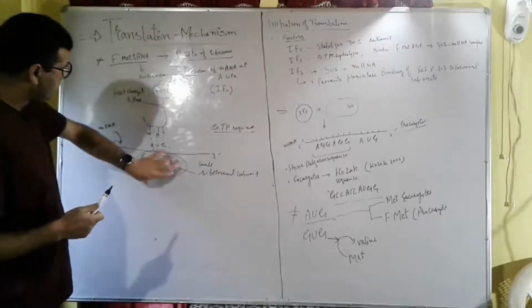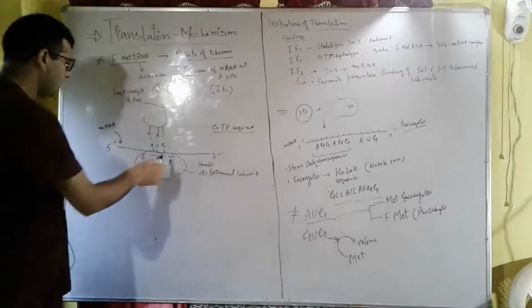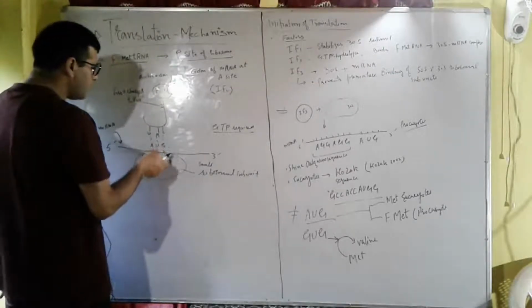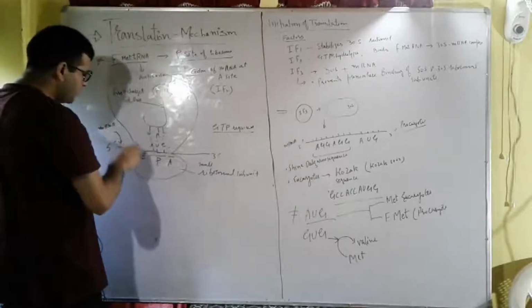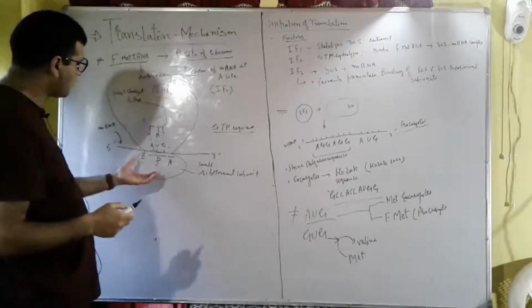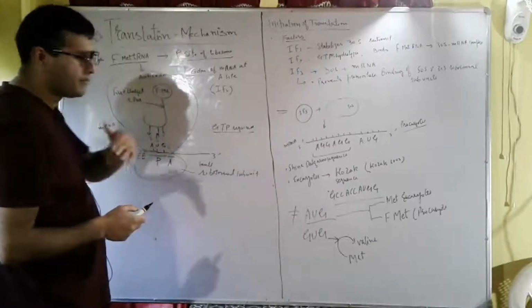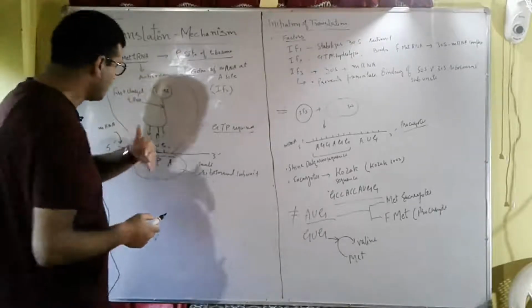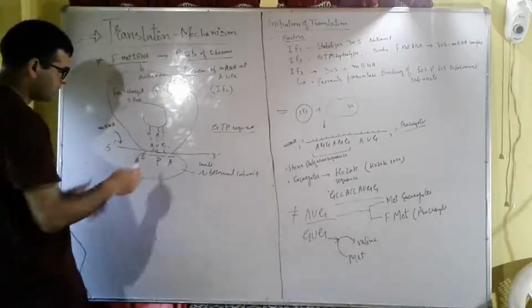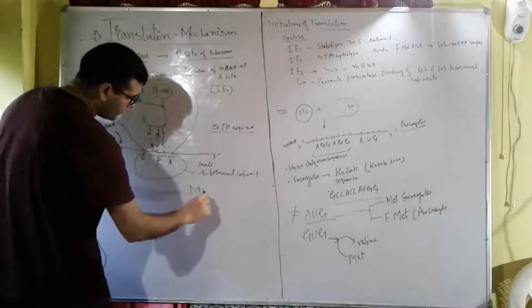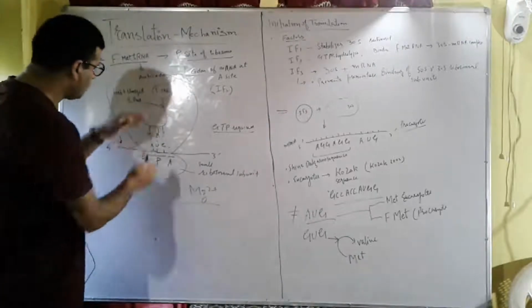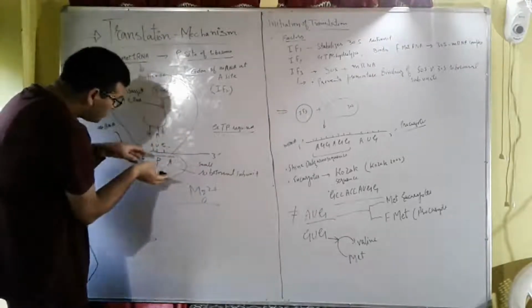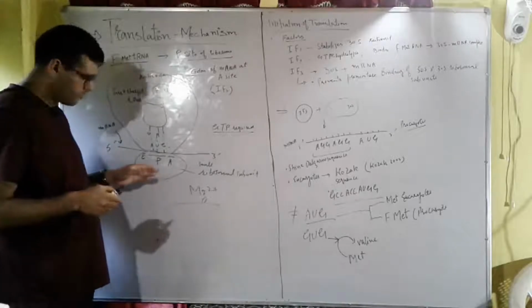Then the larger subunit can attach to the smaller subunit. This is a larger ribosomal subunit. It can attach to this initiation complex, and the elongation process can proceed. Magnesium is required for the association of the larger subunit of the ribosome to the smaller subunit. This is the smaller subunit of the ribosome.